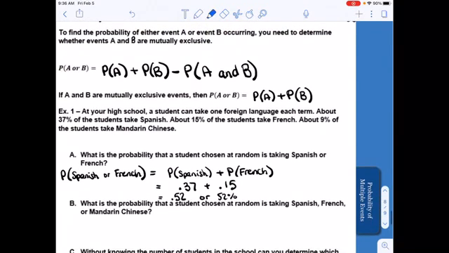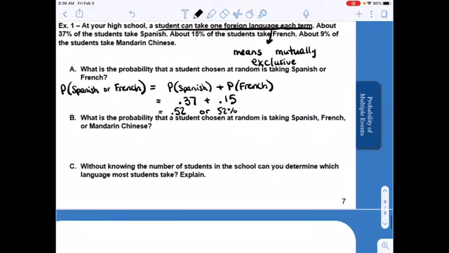Now the reason why I did not do this probability of A and B subtracted from that is because it says students can take one foreign language each term. This means that these are mutually exclusive events. They can't take both classes at the same time. They can only take one or the other.